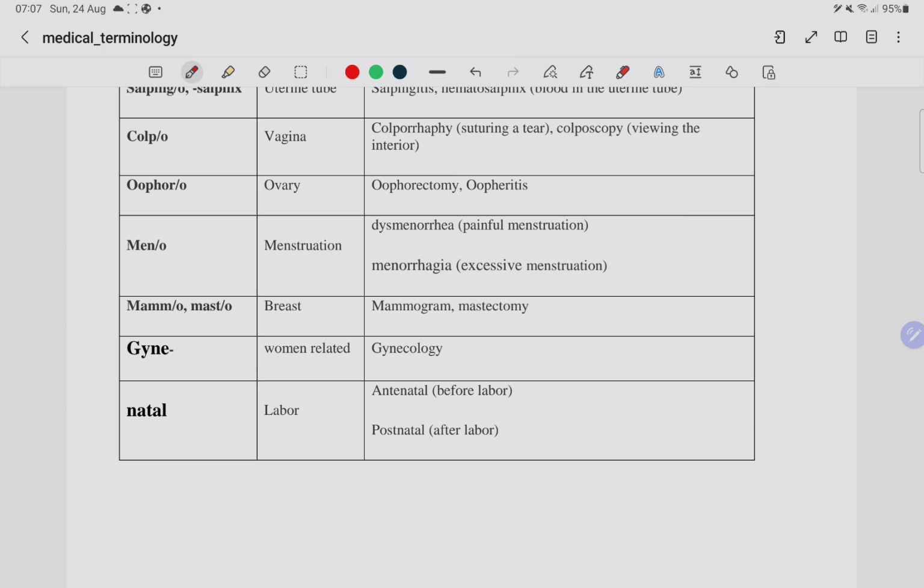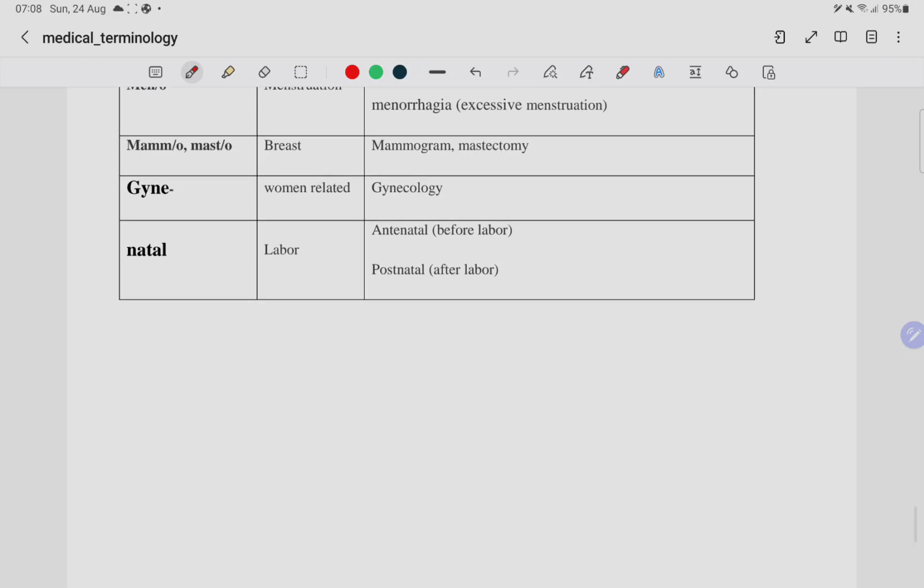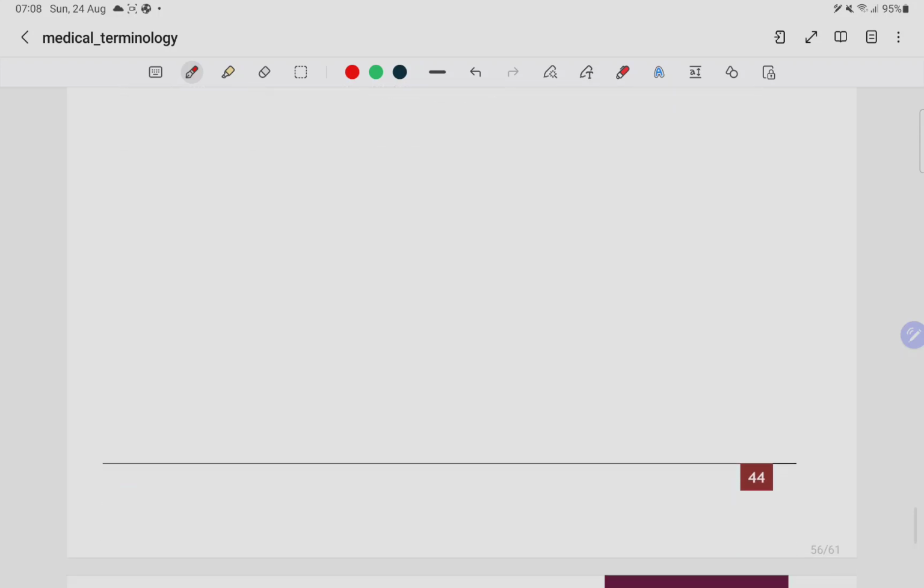Meno means menstruation, so dysmenorrhea is painful menstruation. Menorrhagia is heavy bleeding during menstruation. Mammo means breast, so mammogram means x-ray of the breast. Mastectomy means removal of the breast. Gyne means woman related, like gynecology. Natal relates to labor, so antenatal is before labor, and postnatal is after labor.